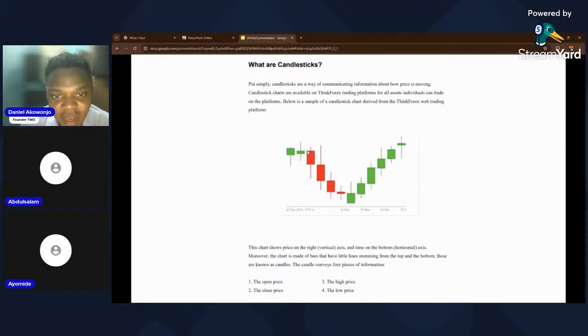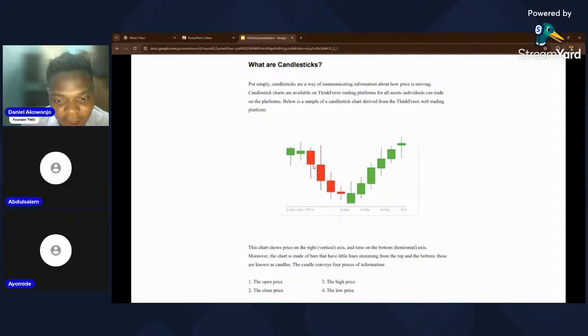Immediately it opened at this point. If you look at my cursor here, this point here is where it opened from. Then this was where it closed. So this is the opening price and the closing price.